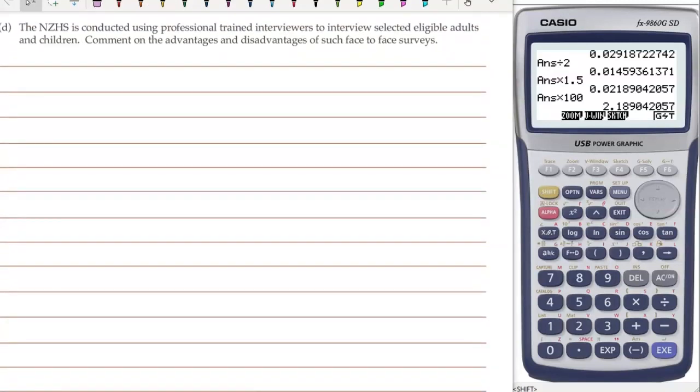Now, these surveys were done face-to-face with interviewers, and we need to comment on the advantages and disadvantages. Because it says advantages, we're not saying comment on one advantage and one disadvantage. We need to give at least 2 for each. So let's start with the advantages.